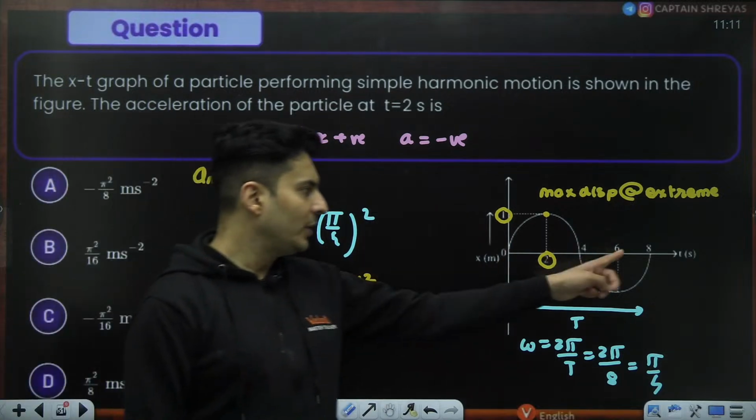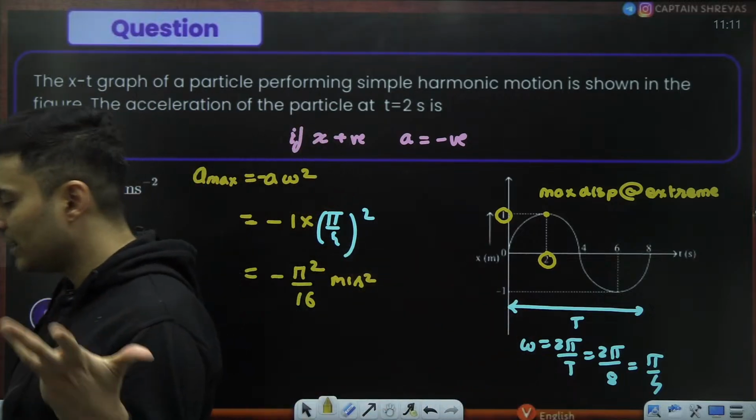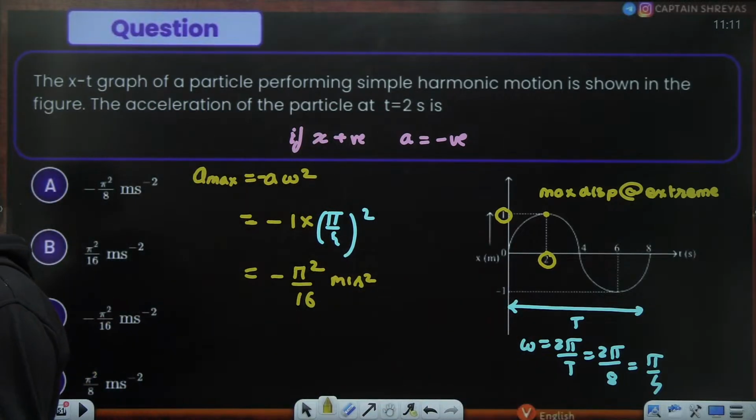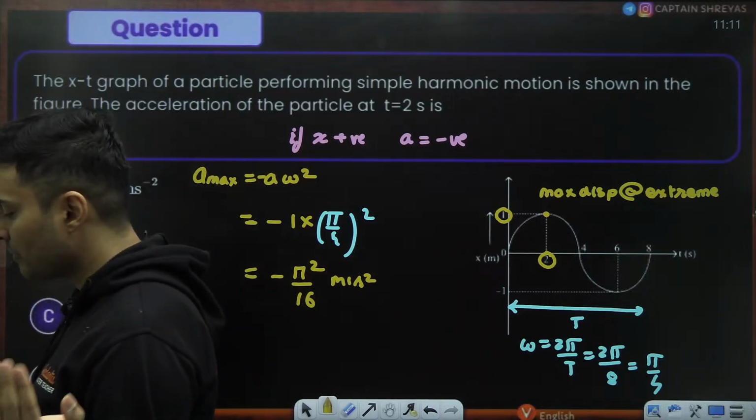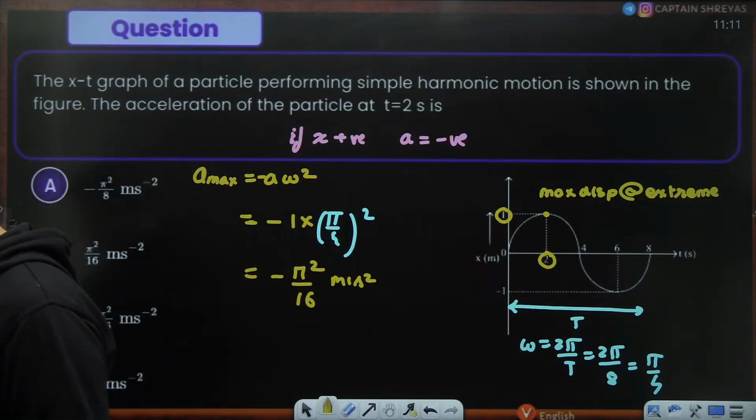Cool. So to find omega, we saw the entire duration and omega was 2 pi by time period. So nothing was directly given. Everything had to be interpreted graphically. There was no other way for this. Okay. Great.